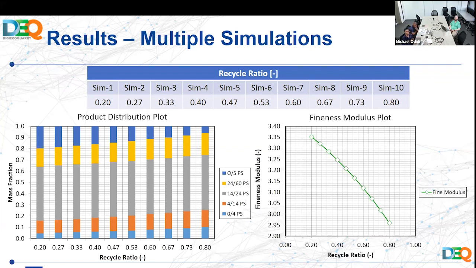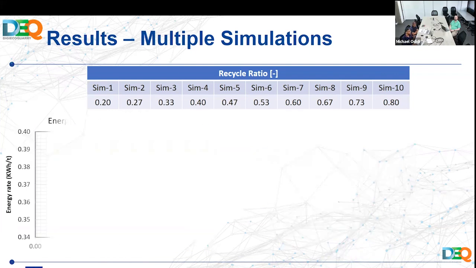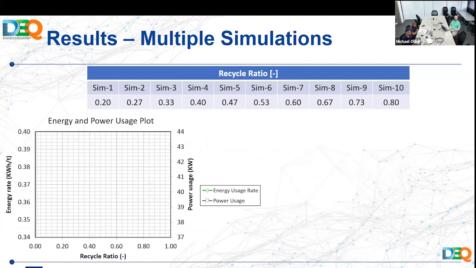And this then shows that increasing the recycle ratio, meaning crushing and feeding in more of, recycling more of your oversized material, the final products actually become finer. So based on the fineness modulus, which actually reduces as you increase the recycle ratio. We can also look at the energy power usage plot.